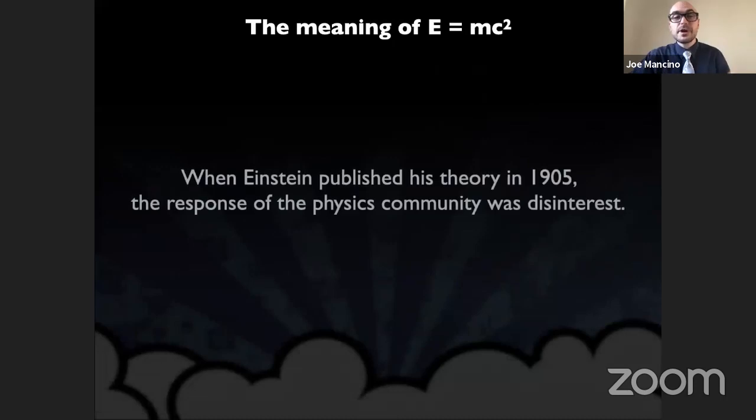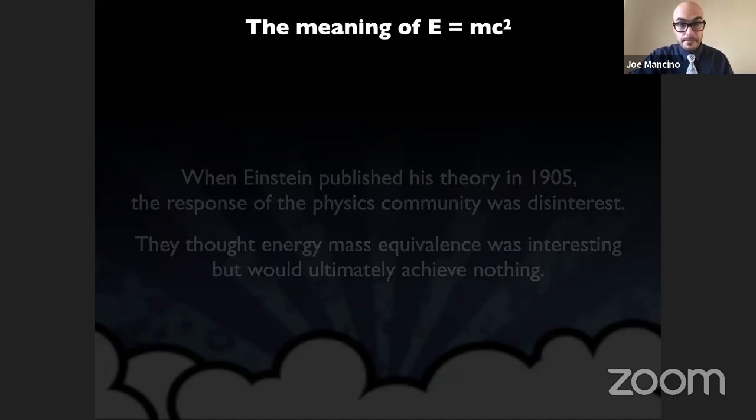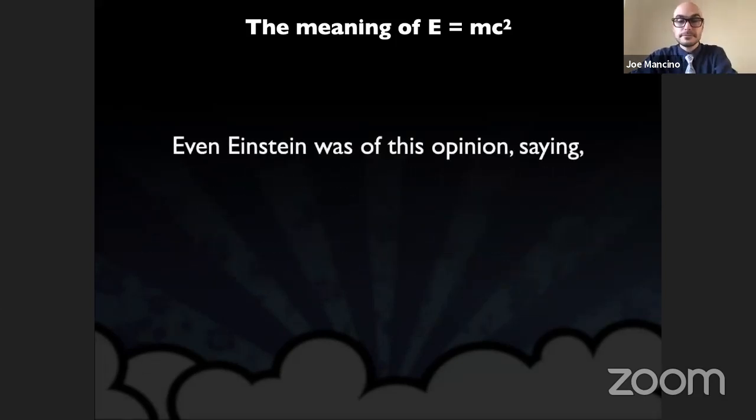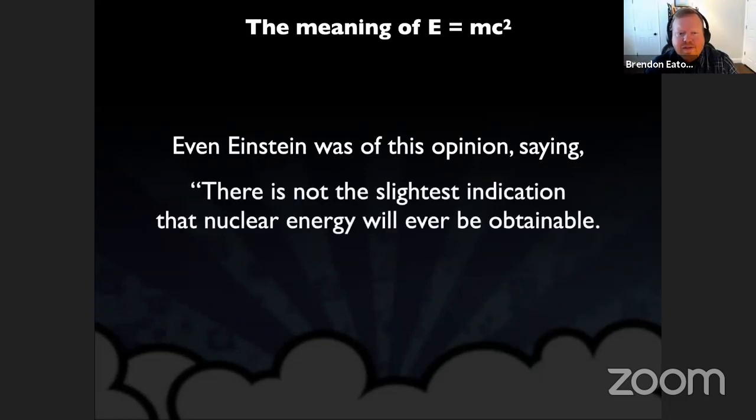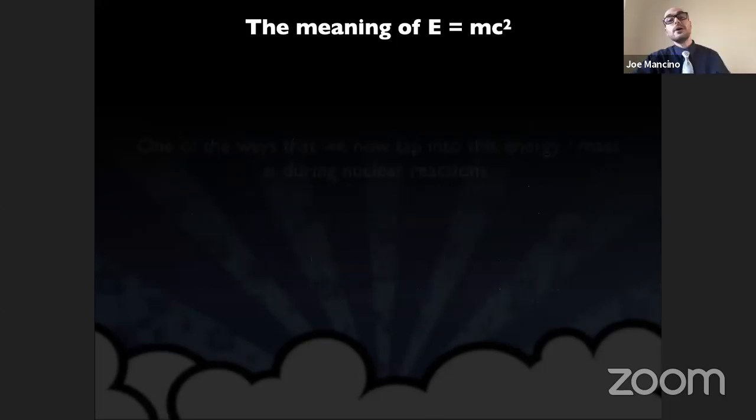When Einstein published his theory in 1905, the response of the physics community was disinterest. They thought this E equals mc squared thing was interesting, but would ultimately achieve nothing. And even Einstein was of this opinion, saying there is not the slightest indication that nuclear energy will ever be obtainable. It would mean that the atom would have to be shattered at will. Well, now we do that.